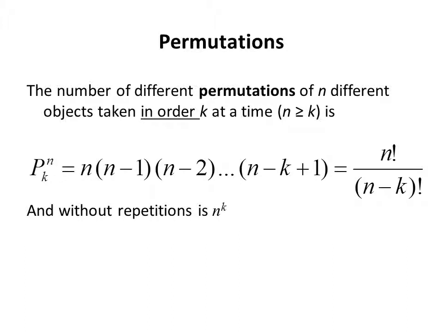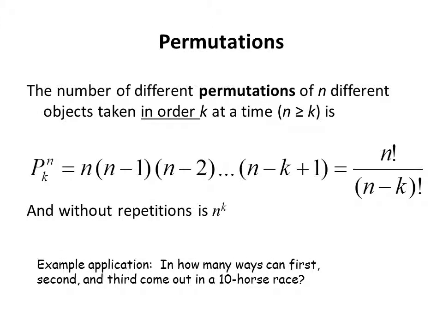Permutations. The number of different permutations of n different objects taken in order k at a time, where n is greater than k, is described as this term P of n over k, so that tells you it's permutations. It is n times n minus 1 times n minus 2 all the way down to n minus k plus 1. And that can be calculated as n factorial over n minus k factorial. And with repetitions, this is n to the kth power.